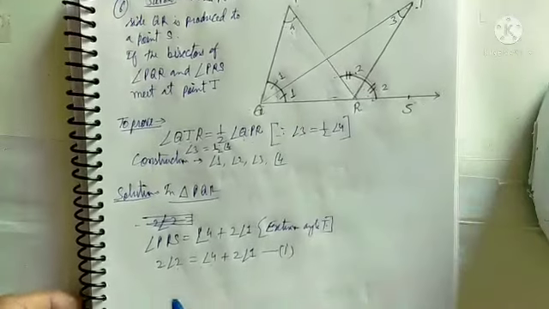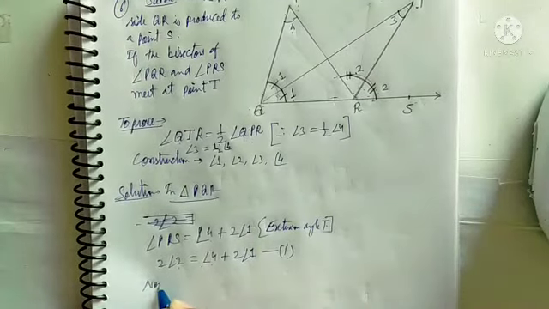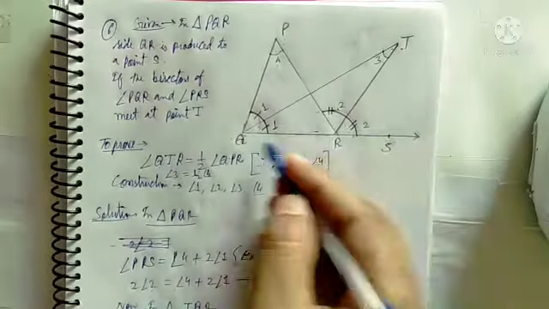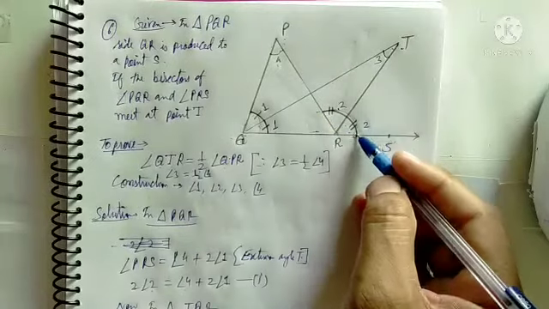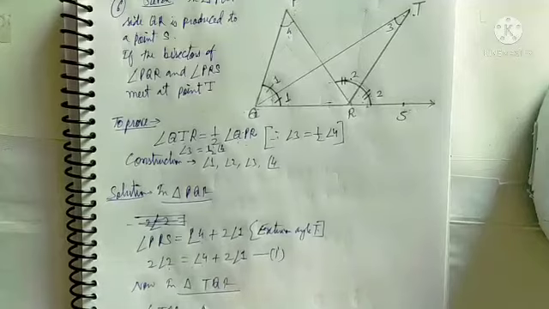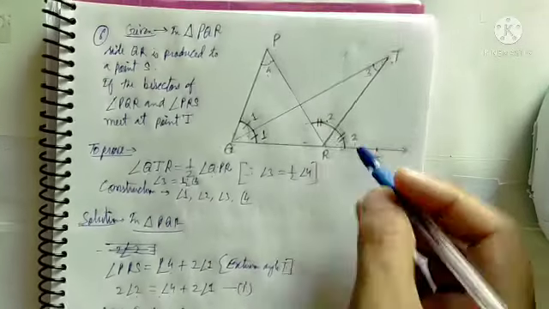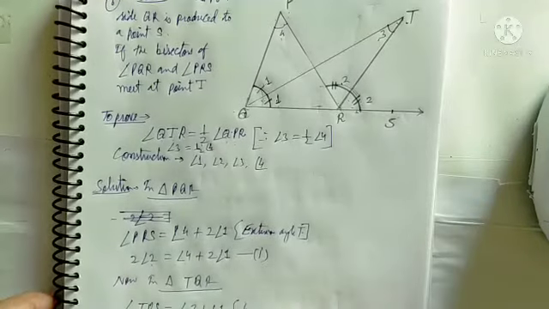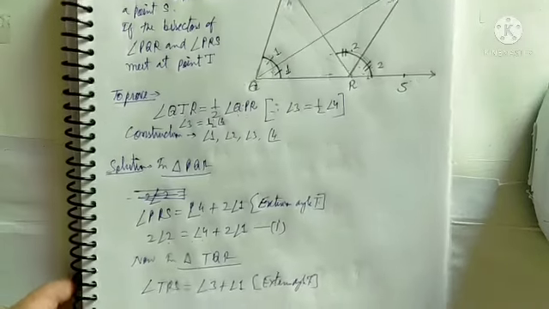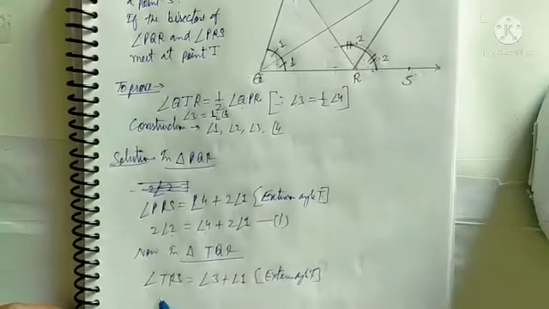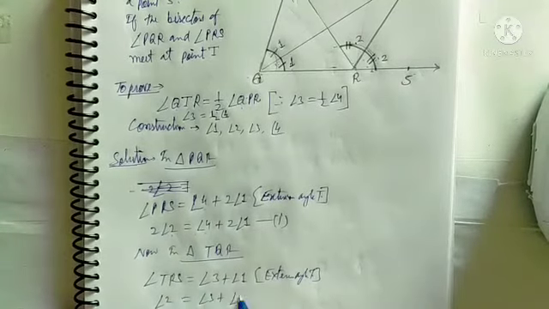Now similarly take the other triangle. Now in triangle TQR. In which triangle? TQR. In TQR, this angle is the exterior angle. So angle TRS is equal to angle 3 plus angle 1. For this exterior angle, angle 3 plus angle 1. See, the theorem is what? Exterior angle theorem. So angle TRS means angle 2. This angle 2 is equal to angle 3 plus angle 1.